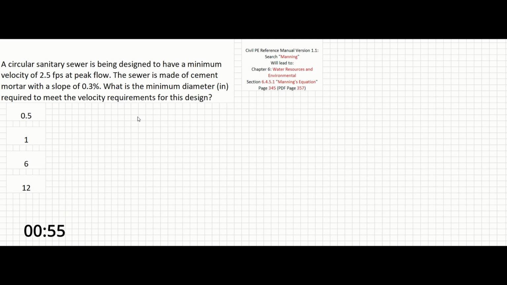Anyway, some of the hints we can use to determine that we need to use Manning's include the following. One, the question provides the material of the pipe, which we can use to find the Manning n value. Second, the problem gives us the velocity and slope of the pipe, both of which are terms in one of Manning's forms. Finally, we are asked to find the diameter of the sewer, and area is also one of the terms within the hydraulic radius. So let's start by solving the problem.